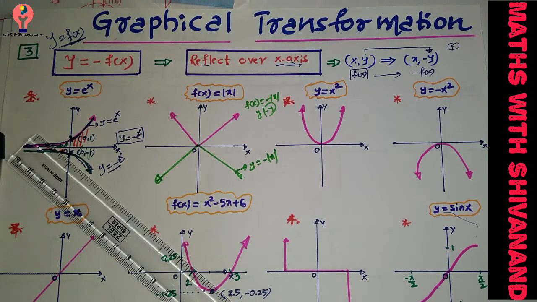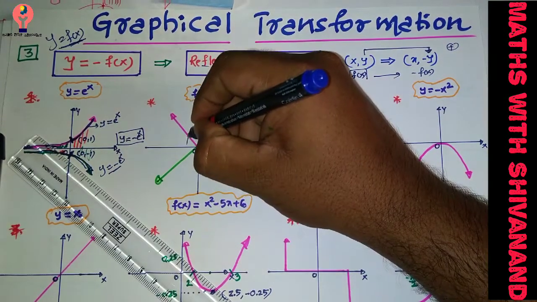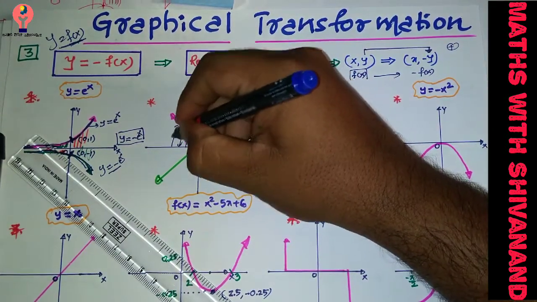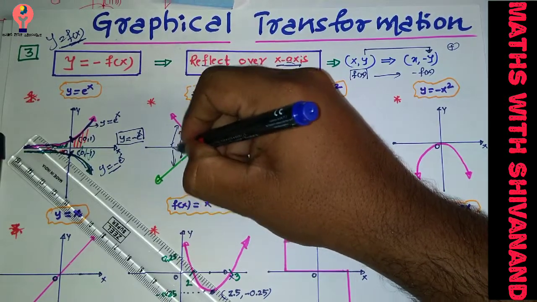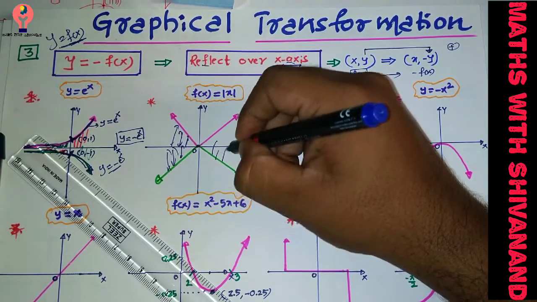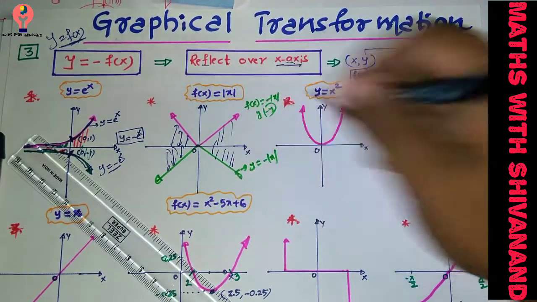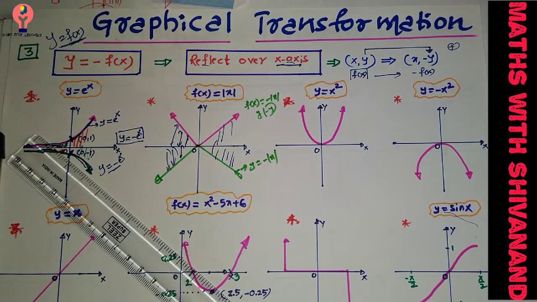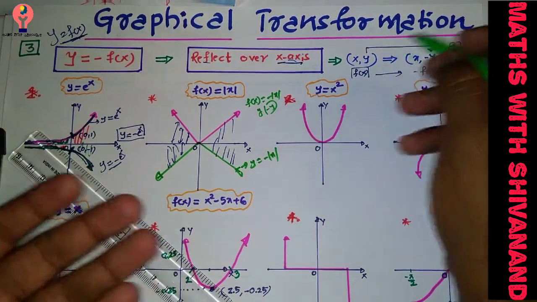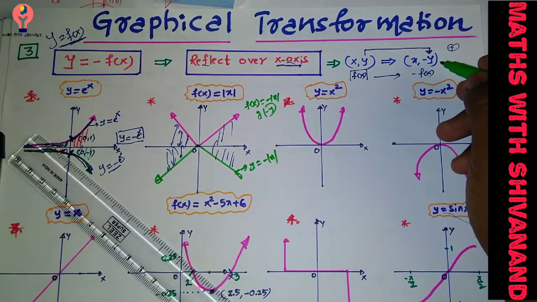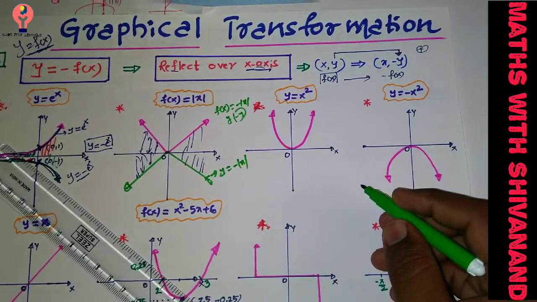But remember students, whatever the distance is here, the same distance is there in this graph also. But simply the reflection will happen. The complete graph will not change. The point x comma y on the initial graph becomes x comma minus y on the reflected graph.